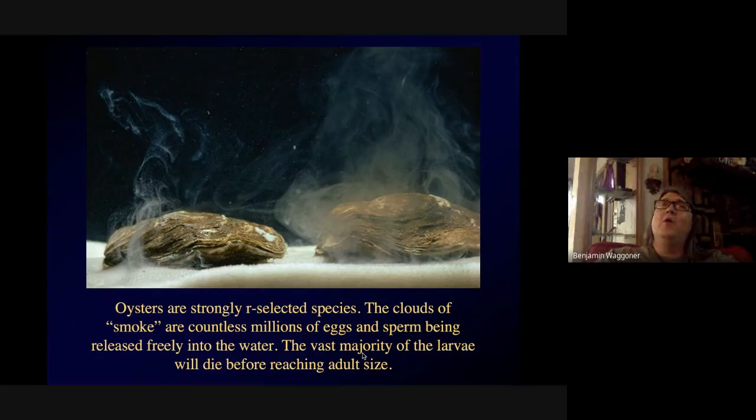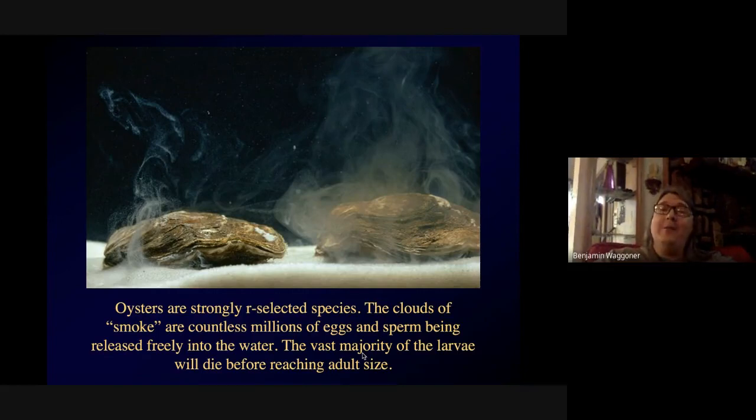A female oyster can produce something like 100 million eggs every season. And if she's not pulled out of the water and served on the half shell with horseradish sauce, she might live for 20 years or more. So one single female oyster might produce 2 billion offspring in her life.